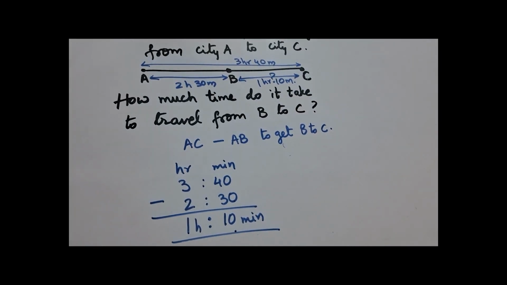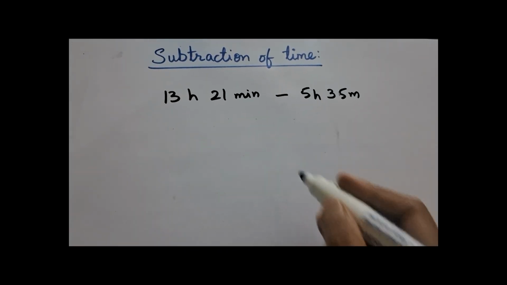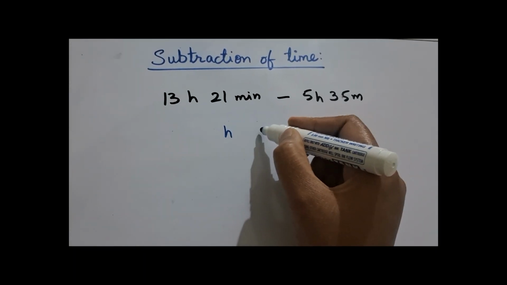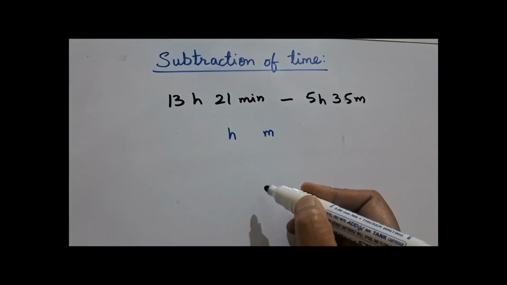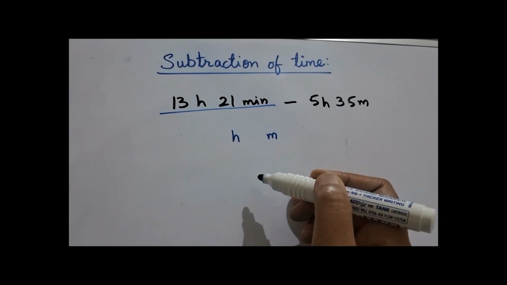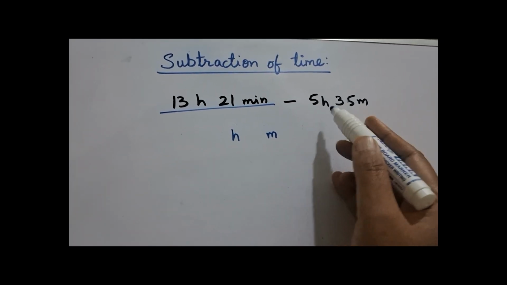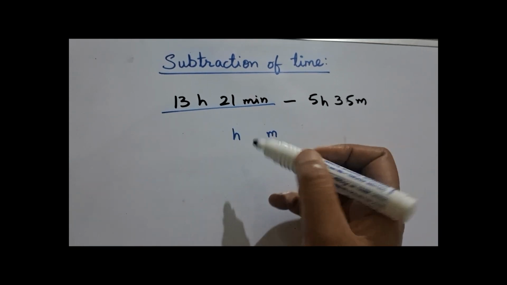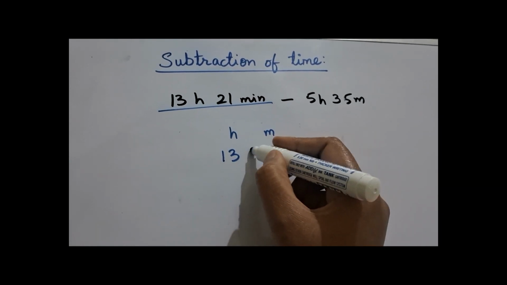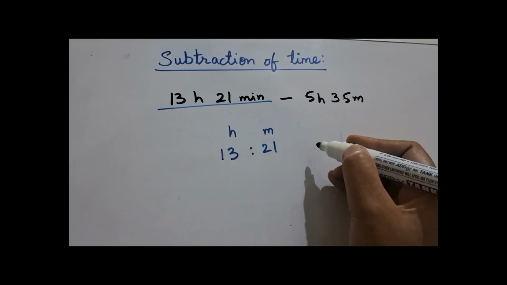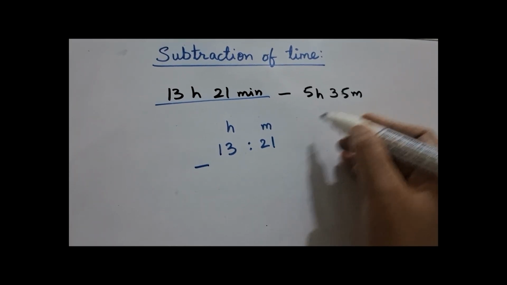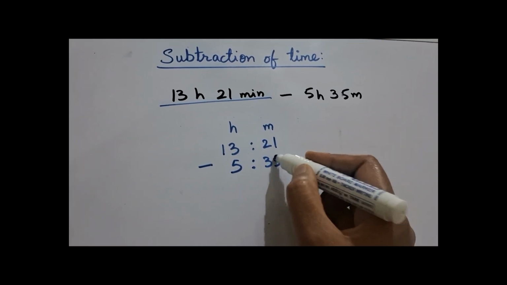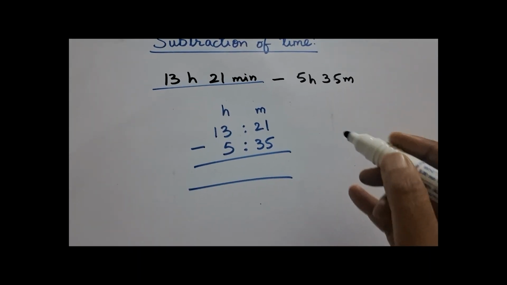Okay children. Now let's practice how to subtract timings. So here also we will write hours and minutes, right? 13 hours 21 minutes minus 5 hours 35 minutes you have to do. So first 13 hours 21 minutes minus 5 hours 35 minutes, right? Now let's see.